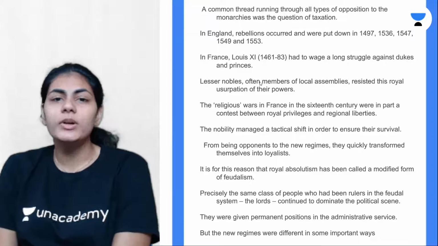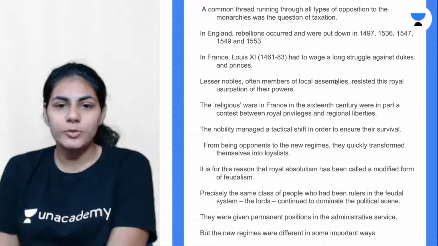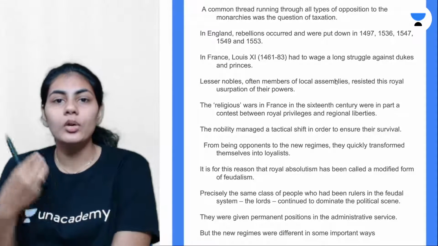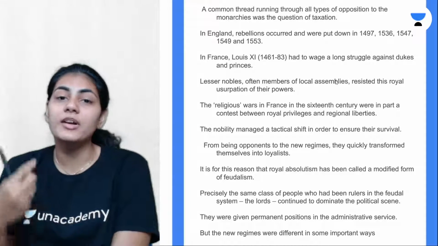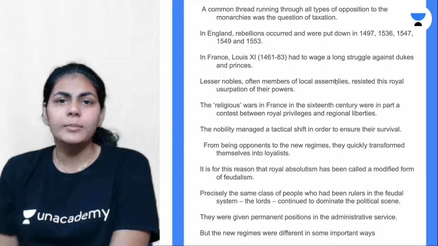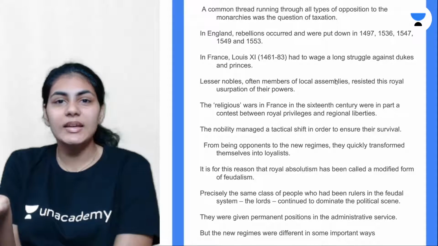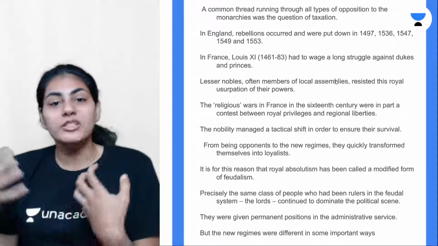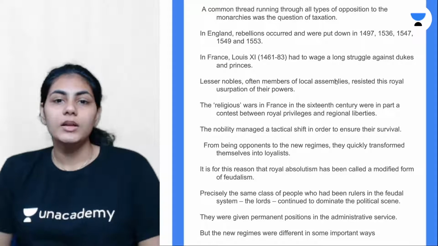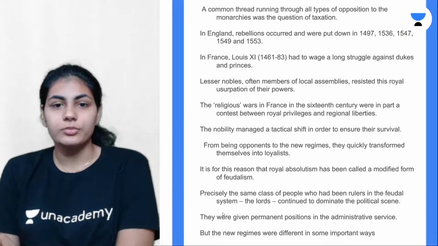So lesser nobles, like other members of the local assemblies, all of these certain categories of people, resisted the royal power. They don't want the king to become very, very powerful, because in that case their powers will be decreased. In one manner, the king is basically snatching all of these powers from the lords. That is why lords are concerned. So these were some of the kinds of opposition to the king.